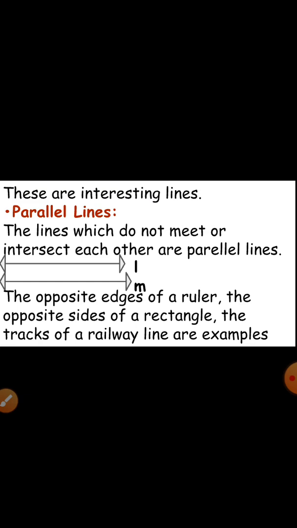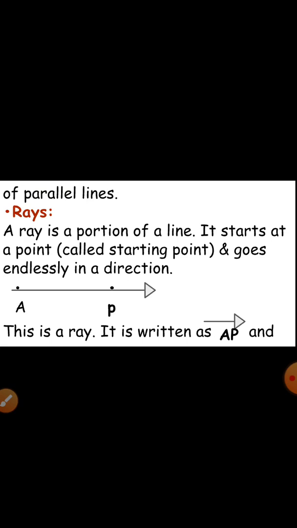The next term is parallel lines. The lines which do not meet or intersect each other are called parallel lines, meaning there is no common point in parallel lines. The opposite edges of a ruler, the opposite sides of a rectangle, and the tracks of a railway line are examples of parallel lines.